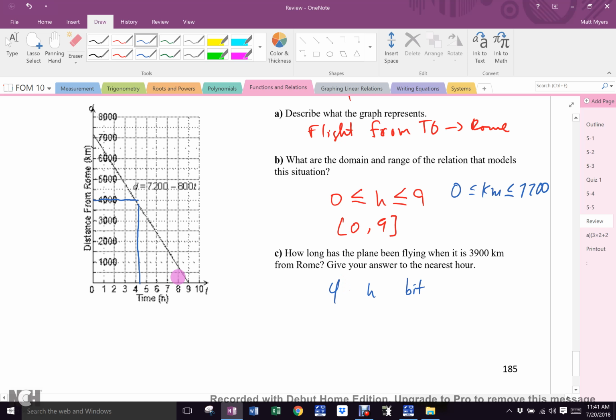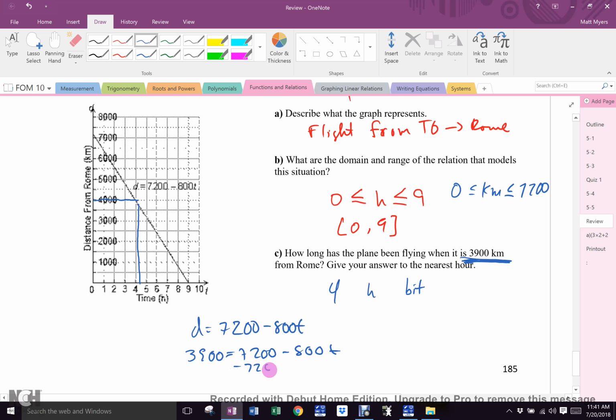Could you do it algebraically? Yes, because D equals 7,200 minus 800t. Do I have a D or a T there? 3,900 kilometers is a D. How much time's left in math class? Oh, about 3,000 kilometers. I'll give you another chance. Is it a D or a T? Nice, buddy. First try, just like Lego Batman. So, 3,900 equals 7,200 minus 800t.